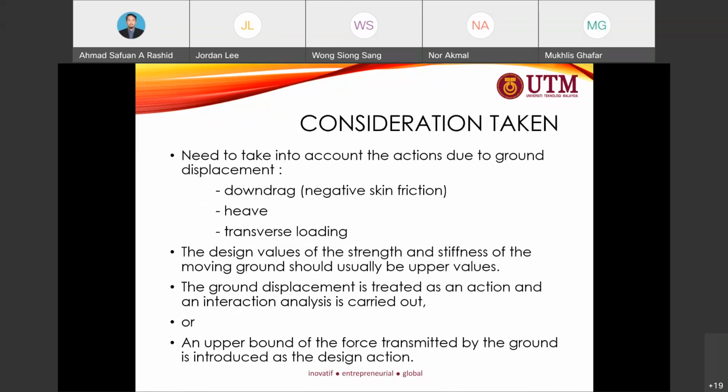So the consideration taken needs to take into account the action due to the ground displacement. Okay, downdrag if transverse load. The design value of the strength and stiffness of the moving ground should usually be the upper value. The ground displacement is treated as an action and an interaction analysis is carried out, or an upper bound of the force transmitted by the ground is introduced as the design action.